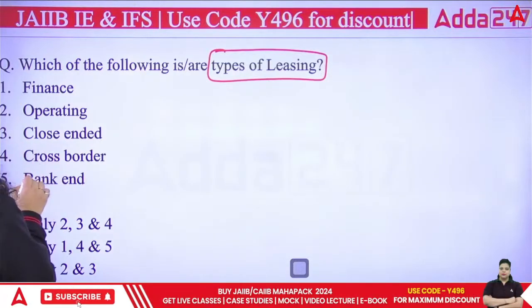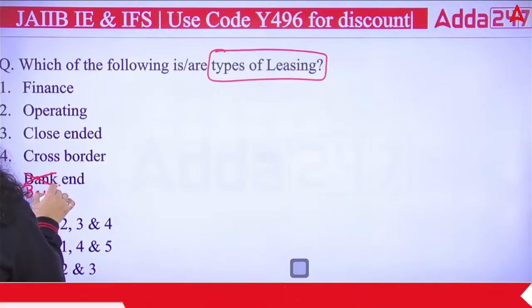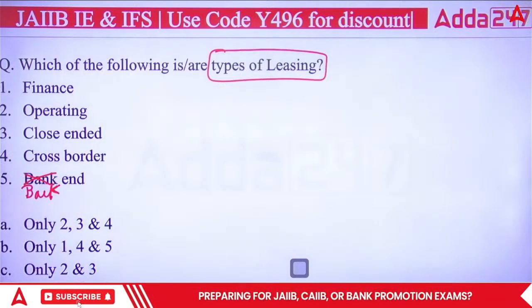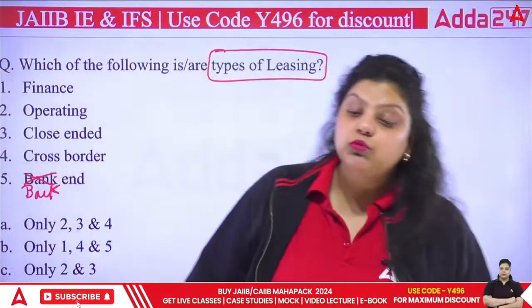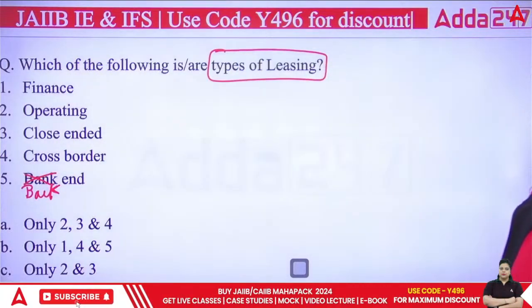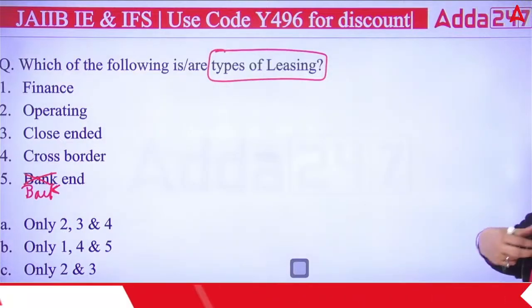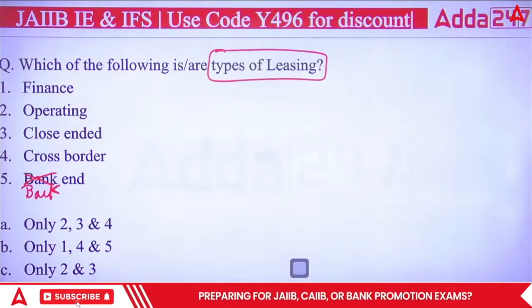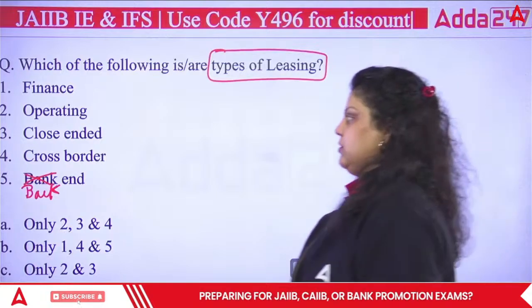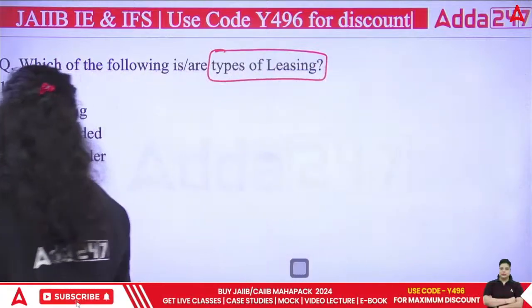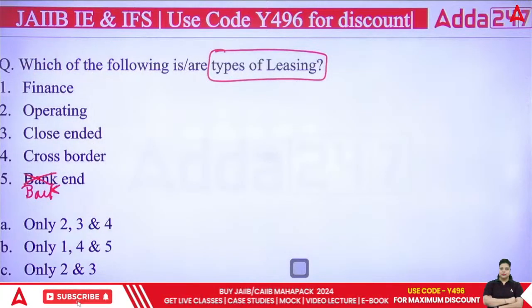Okay, so this is back end. Out of these, you have to answer which of the following is the types of leasing. Finance lease, operating lease, close-ended lease, cross-border lease, and back-end lease. And the right answer will be all are correct. All are the type of lease.